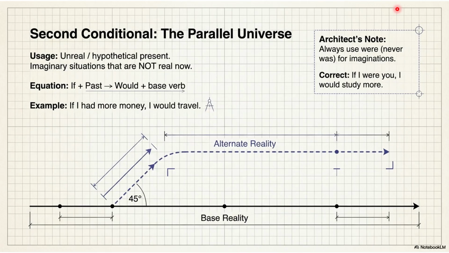Ok. So, ahora voy a seguir explicando la segunda solamente para que vean todas las que hay. Second conditional, the parallel universe. We use the second conditional for unreal hypothetical present. Imaginary situations that are not real now. We normally construct this using if with the past simple and the result with would. For example, if I had more money, I would travel.